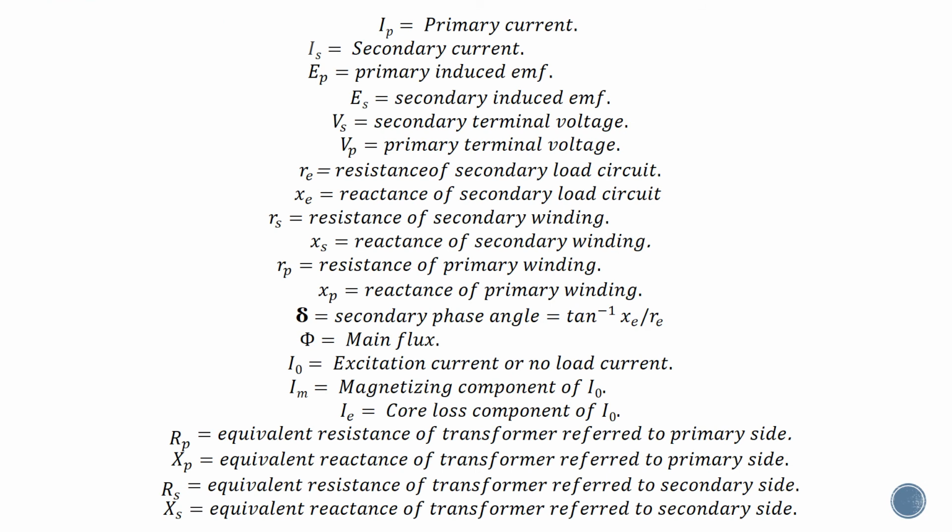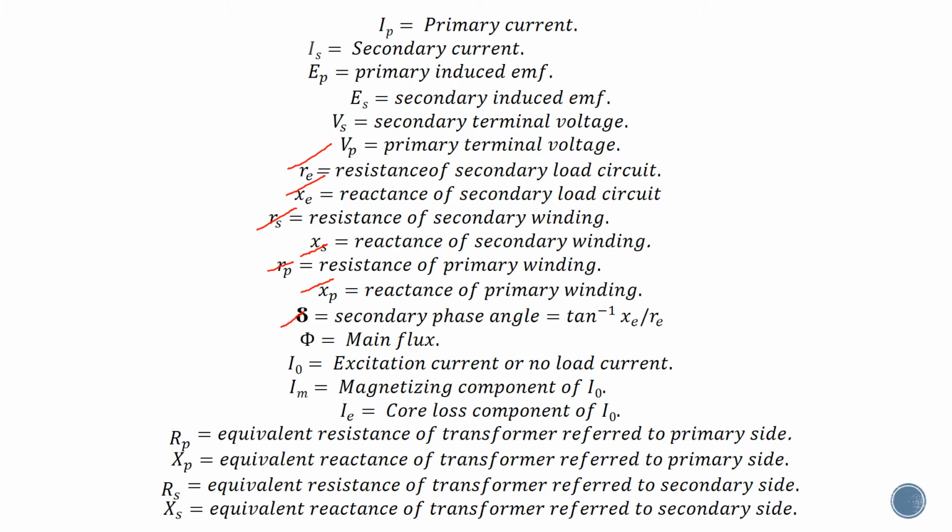Here are the various parameters that are used in the formulas. You should go through them very well. Some of them are very important, like RE, XE. This is the resistance and reactance of the secondary load circuit. RS and XS are the resistance and reactance of your secondary winding. RP and XP are the resistance and reactance of the primary winding. Delta is your secondary phase angle.